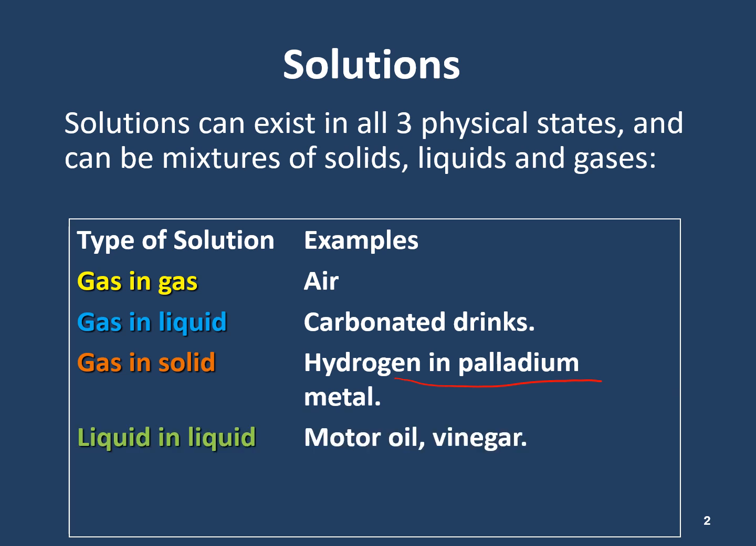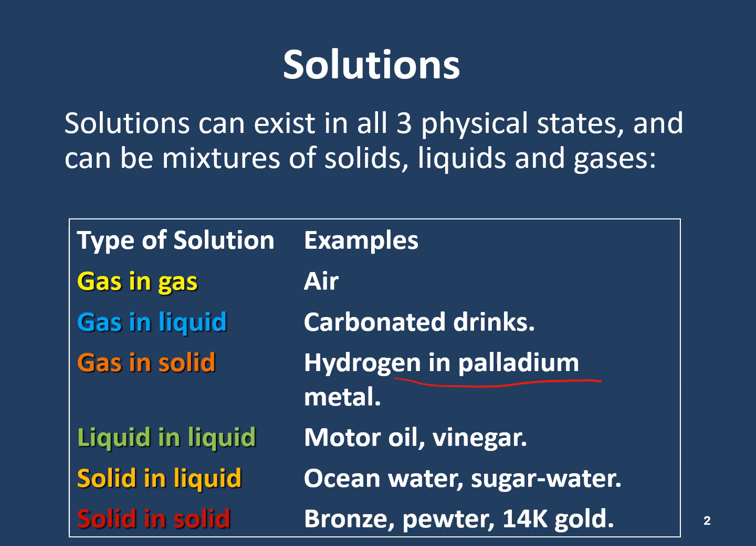Liquid in a liquid is things like motor oil, vinegar. Vinegar is a mixture of water and acetic acid, both liquids mixed together. We can have solid in a liquid. This is probably the major one that we've used throughout the semester, with dissolving our ionic compounds, solids, in water. Sugar water, ocean water, these are great examples of solids in liquids. And finally, we can have solid in a solid. These are alloys, so bronze, pewter, 14 karat gold. These are all not single elements. They're mixtures of more than one metal.